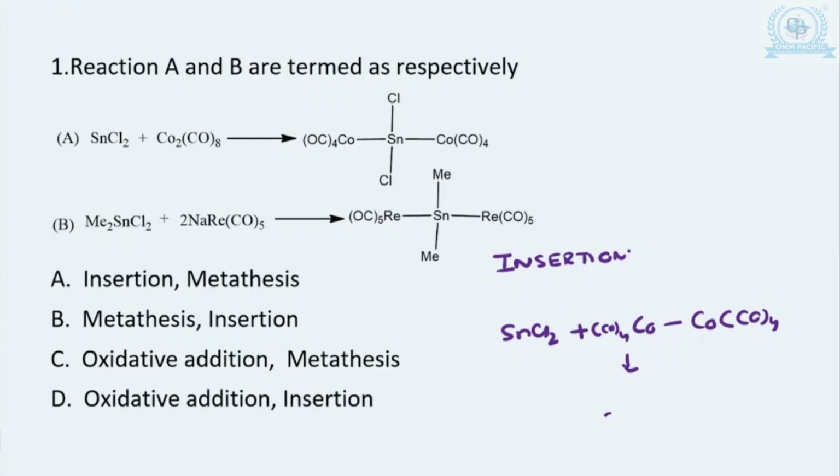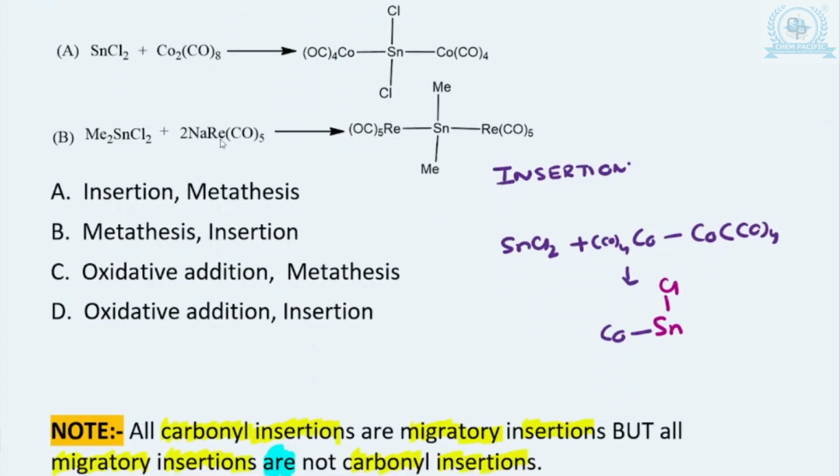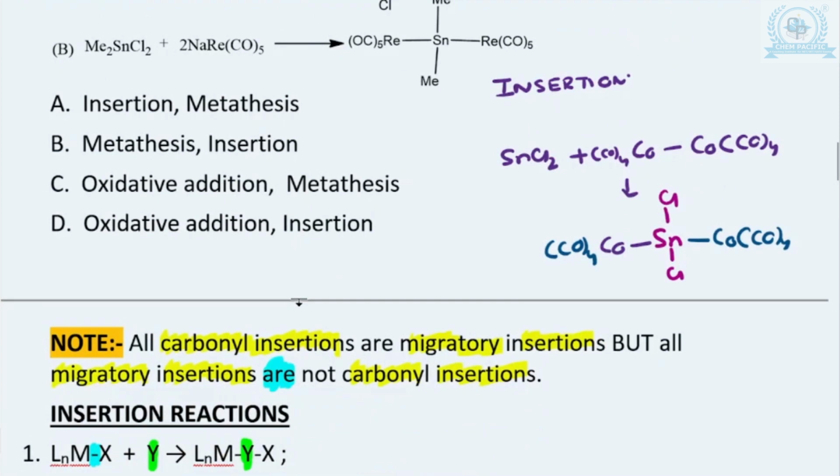and this will result in the formation of CO, and this is the migratory ligand. This will get inserted, resulting in the formation of this product. This is an example of insertion reaction. And over here you have this, now the next is, you see, this is so important.